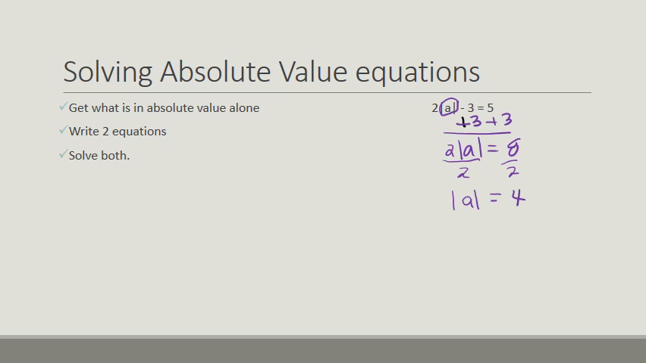And from there, you just write your two equations. a equals 4. And for the second one, you're going to make this constant a negative 4. So those are my solutions. a is equal to positive or negative 4.